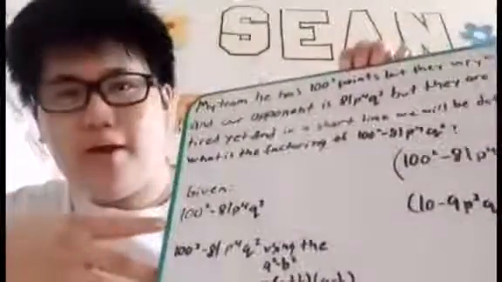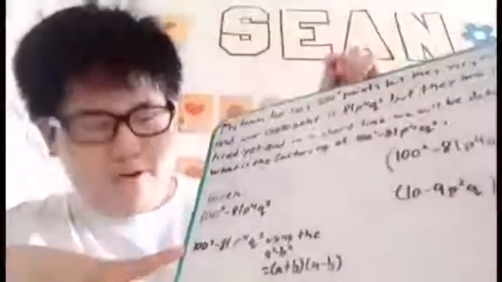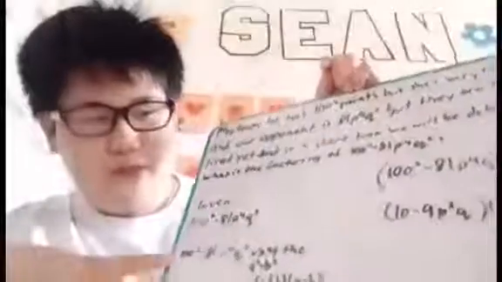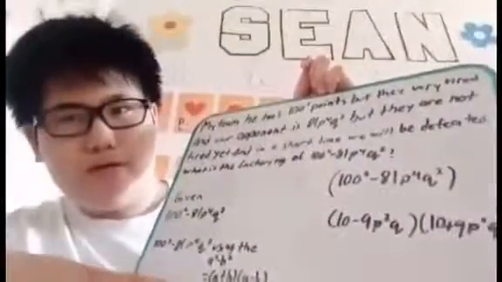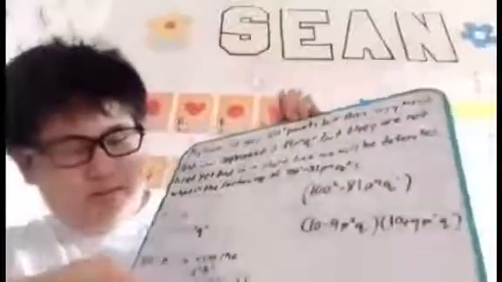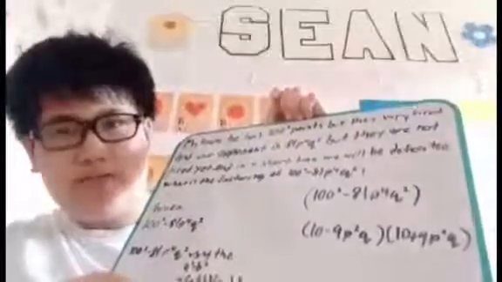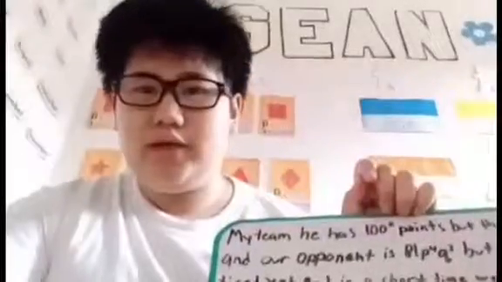Our given is 100 squared minus 81p^4q^2. Second, take the terms with equal exponents by finding the square roots of their bases. Using a squared minus b squared is equal to the quantity a plus b times the quantity a minus b, you factor the expression.